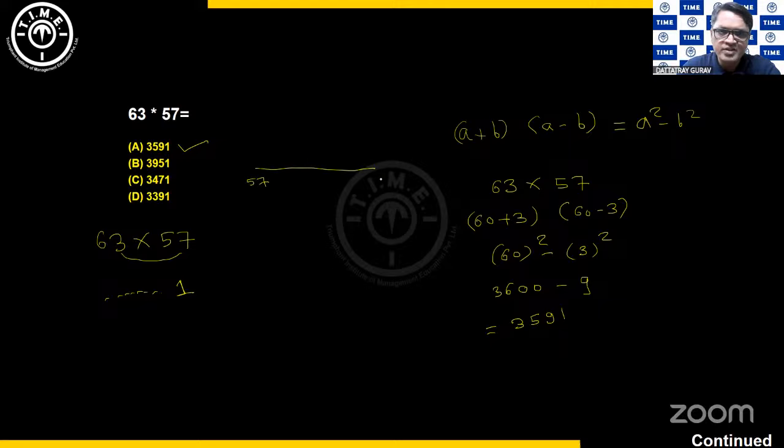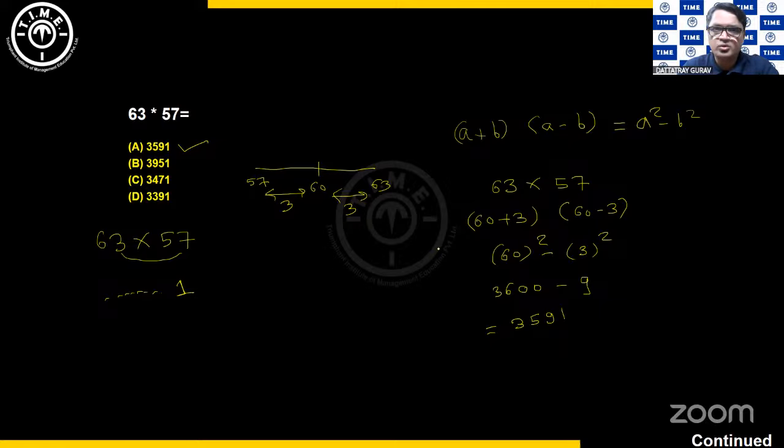So this is 57, this is 63. If you look, this gap is 3, and this gap is also 3. So the gap is the same, they are equidistant. Because of the equidistance rule, we can apply this formula. Otherwise, simply multiply by the school method and get the answer. So ending with 1, 3591 is the answer. Option A is the answer here.